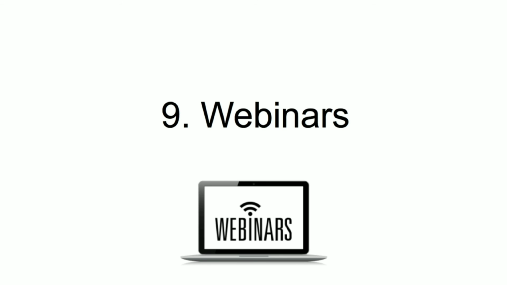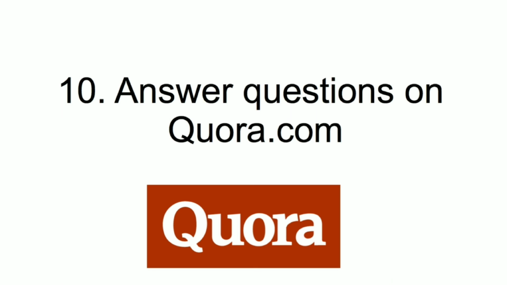Number 9, do webinars. Why not hold some free webinars based around your topic? There's a webinar for any type of topic. All you need to do is just prepare a presentation and present it. And when people see you're offering so much value, they can't help but follow you. Lastly, answer questions on Quora.com. All you need to do is just look for relevant questions and answer them. This will establish yourself as an expert in your field if you're answering the right questions.